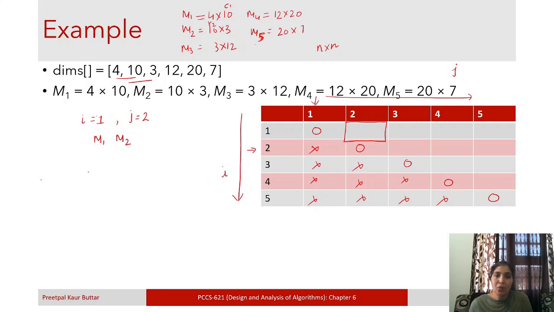Here, what can be the value of k? Let's look at the equation which we used in the previous slide. k varies between i and j. Here i is 1 and j is 2. So k should be less than 2, k can be equal to 1. So the only option which we have is k is 1. It means the first subproduct contains the matrix M1 and the second product contains the matrix M2.